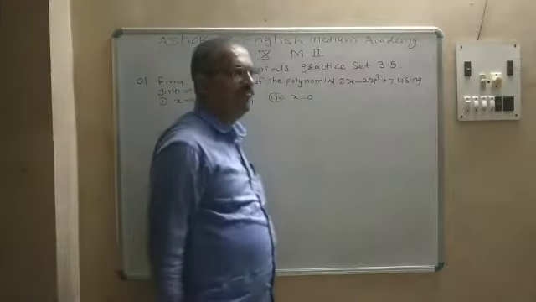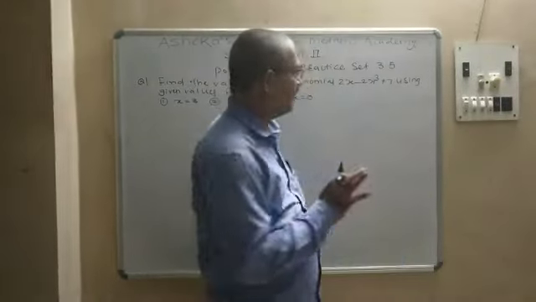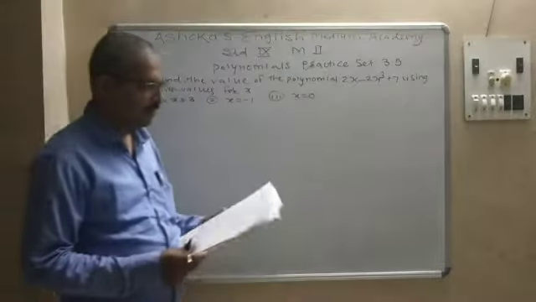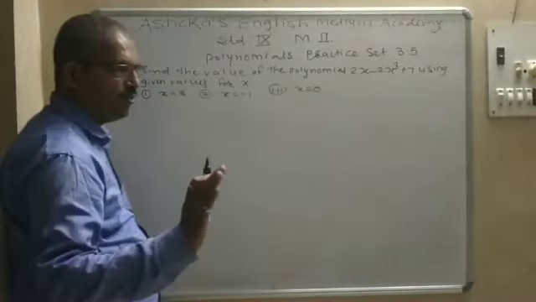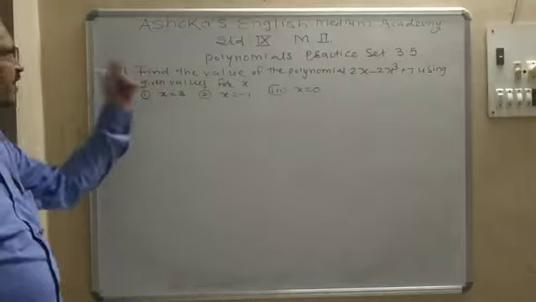Practice set 3.5 is totally dependent on the remainder theorem method. So we are going to solve the first question. I am going to read it. You may open your textbook and be ready. What is asked in the first question?